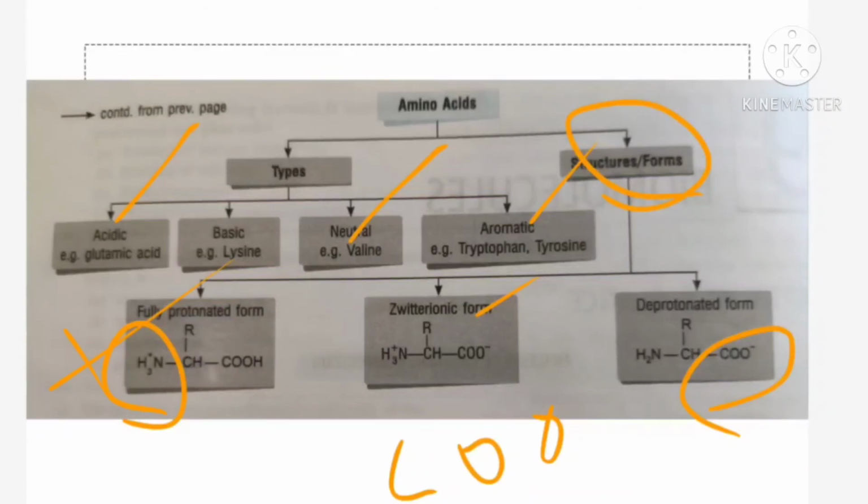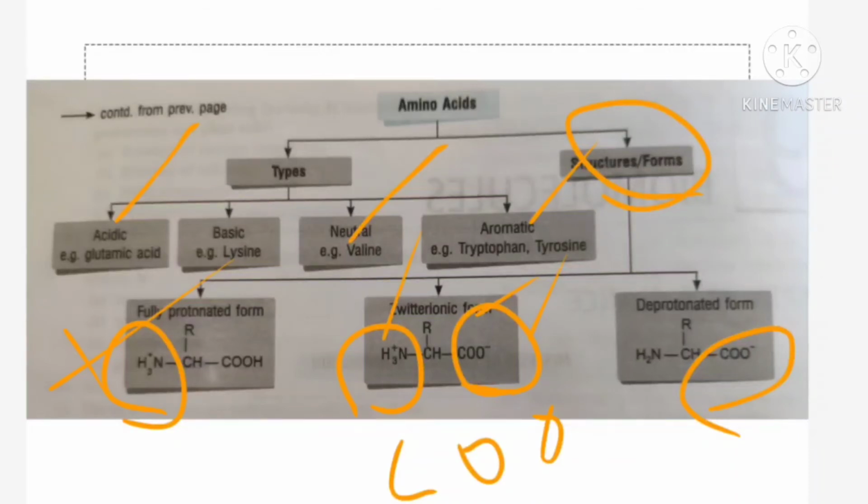Another form is your zwitterionic form, which means they exhibit both positive as well as negative charge at a time. That type of ion we call the zwitterionic form. You can find NH3 plus is also there, COO minus is also there. So both protonated as well as deprotonated forms are equally exhibited in this form of amino acids. We call them the zwitterionic form. They are neither protonated nor deprotonated. They are not positive or negative, they have both the charges within themselves. That one we call the zwitterionic form. So these are the different types of amino acids, right?